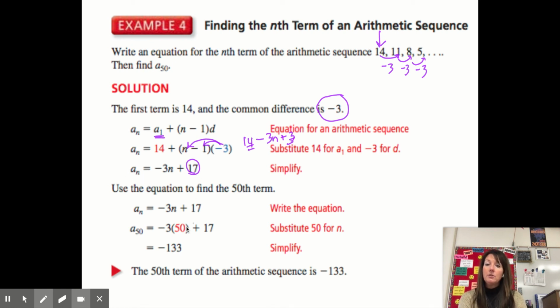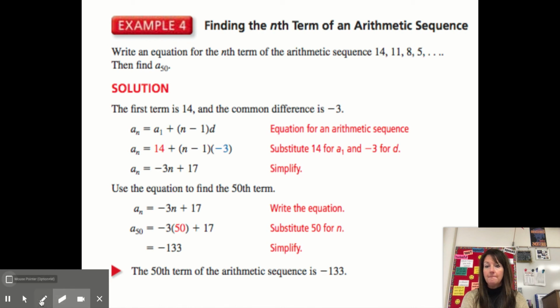Now, when we want the 50th term, we're looking at a sub 50. We plug in 50 for n into this function, and we would find out that the 50th term in the sequence is negative 133.